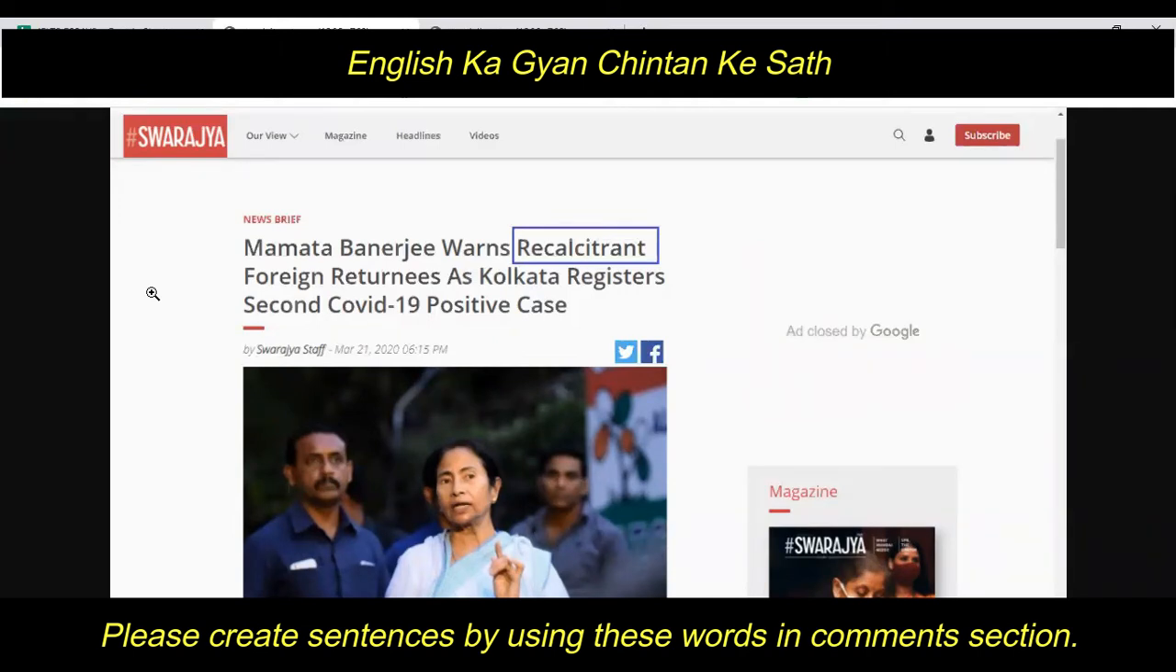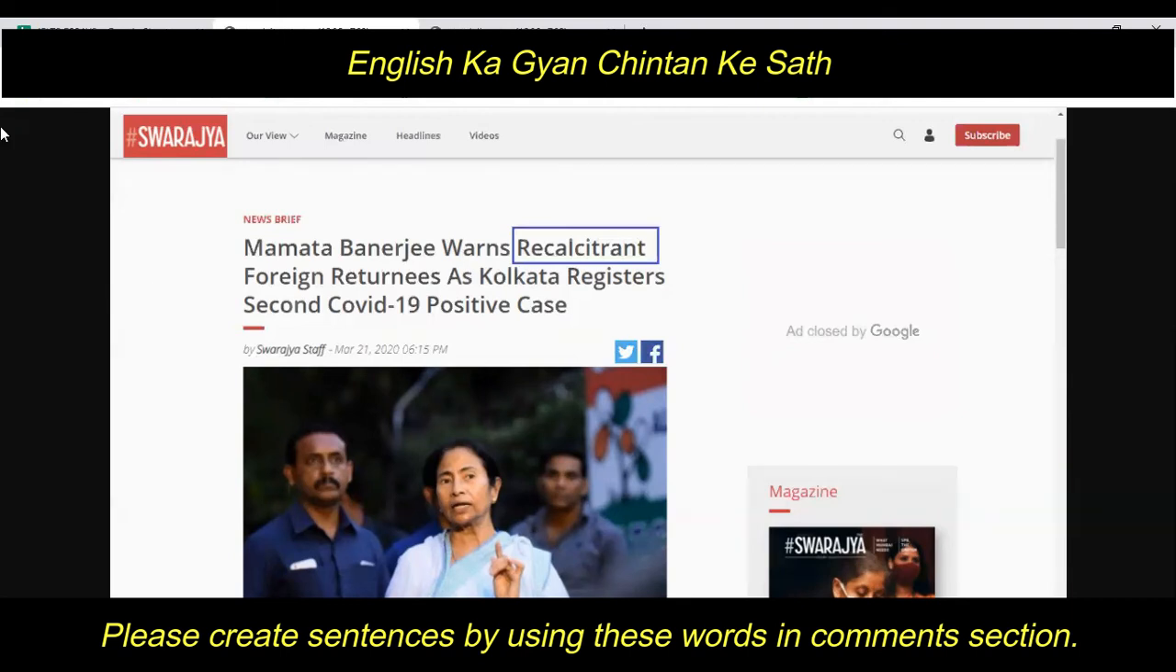Okay, and that's why recalcitrant foreign returnees, right? Recalcitrant foreign individuals who are living in Kolkata, who are living in West Bengal, Mamata Banerjee warns them that they should follow the rules and regulations, right? So that is the meaning of recalcitrant.